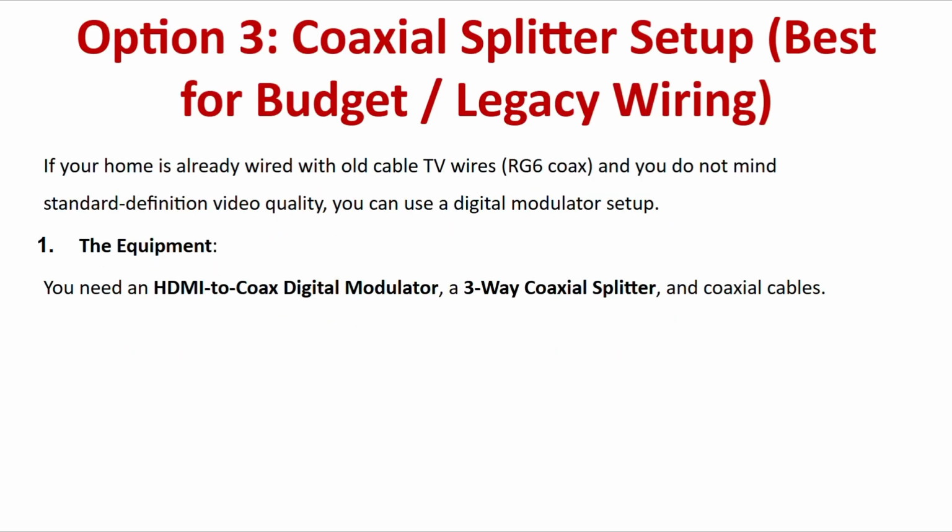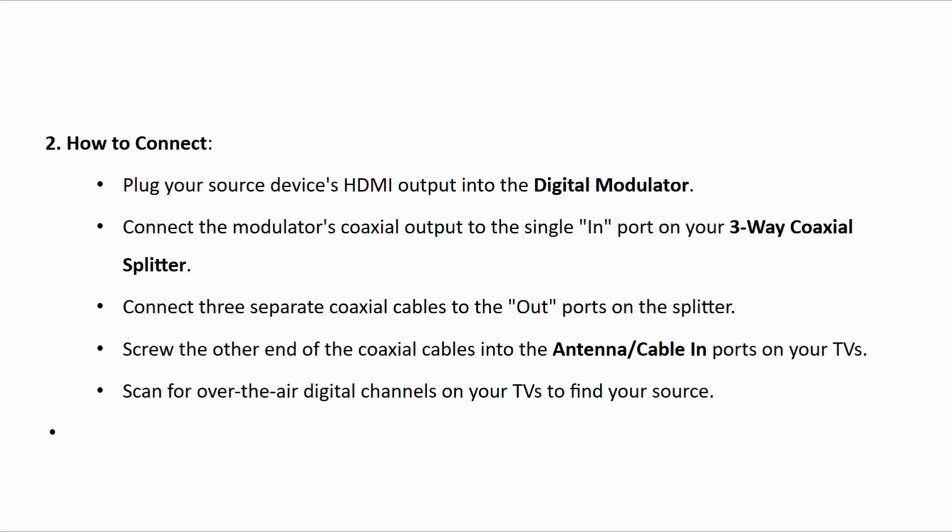Option 3, coaxial splitter setup, best for budget/legacy wiring. The equipment: you need an HDMI to coax digital modulator, a three-way coaxial splitter, and coaxial cables. How to connect. Plug your source device's HDMI output into the digital modulator, then connect the modulator's coaxial output to the single input on your three-way coaxial splitter.